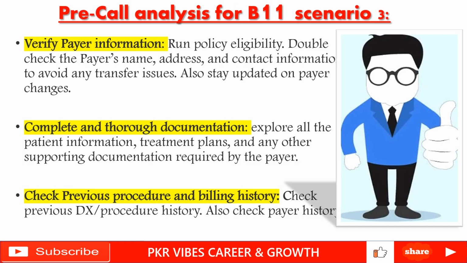Okay guys, now we will discuss pre-call analysis for B11 denial. If your claim is submitted to the insurance company, processed, and they denied the claim stating B11, and in your respective PMS you found that the EOB received from the insurance company says B11, then instead of directly calling the insurance companies, you should do a pre-call analysis. That means before calling insurance companies, you should do a basic analysis on your claim. So the first point I gave is verify payer information.